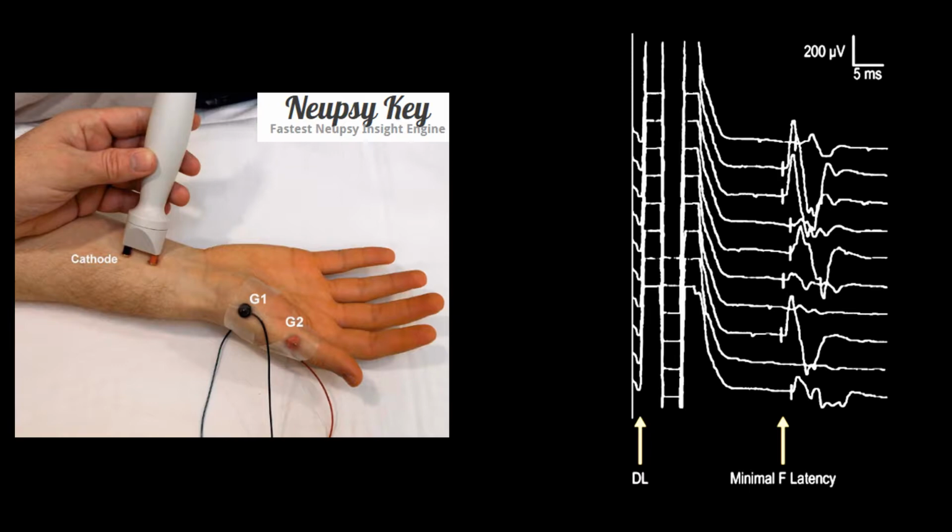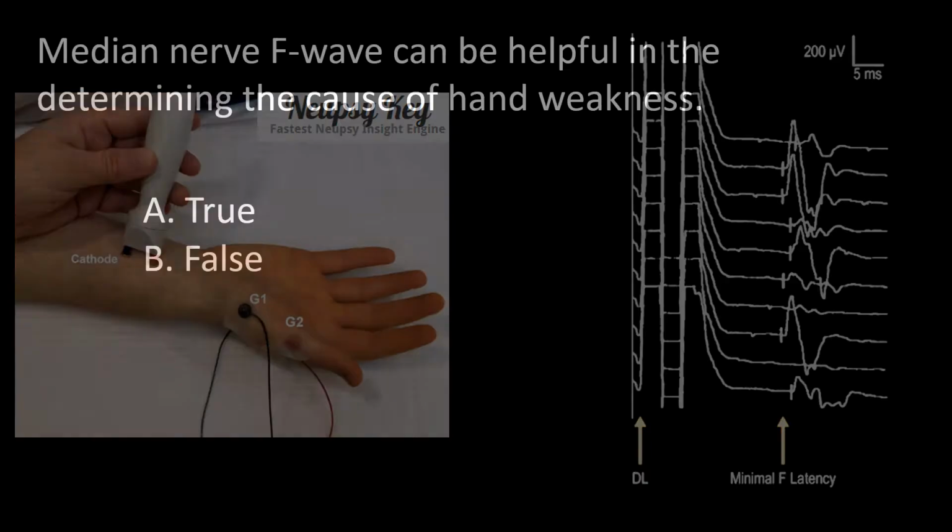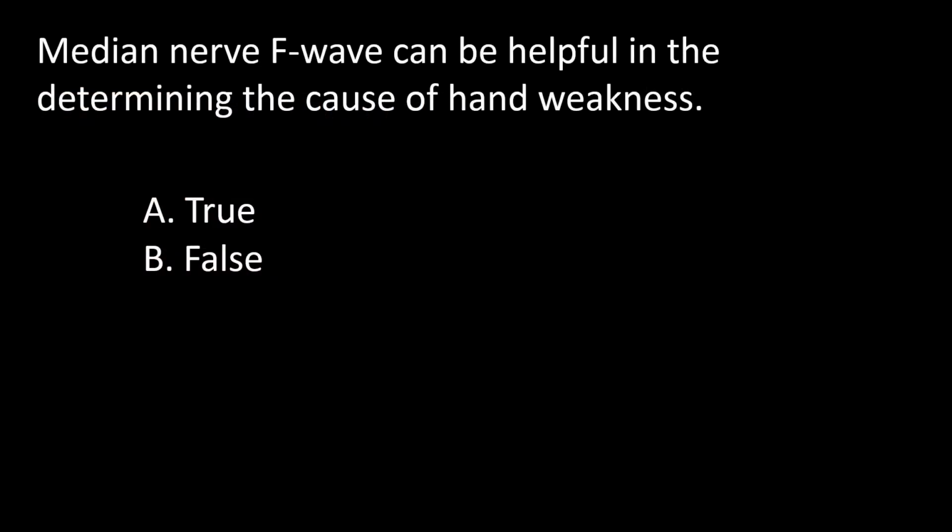The forth or distal conduction is produced by activation of about 3% of the motor neurons receiving the stimulus. Tables related to distance and formulas are used to determine normalcy of the minimal F latency. So the answer to this question is A.